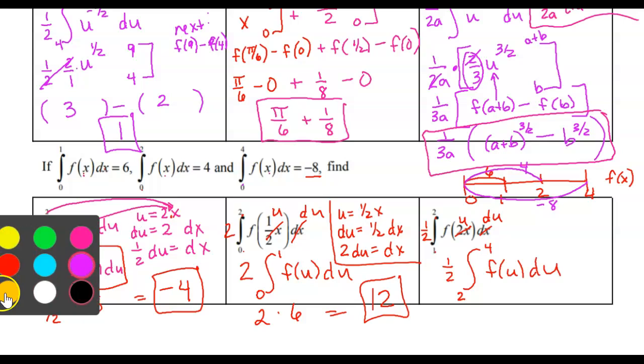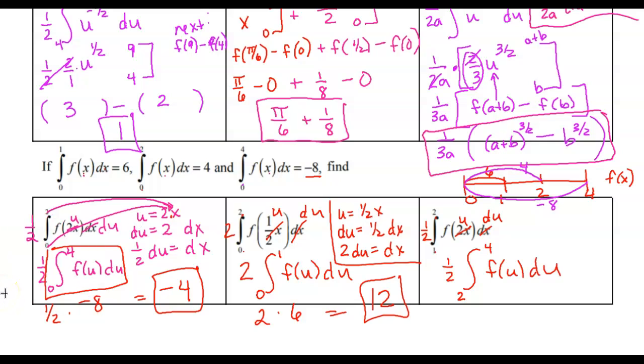So I need to use that information because I need to know from 2 to 4, and we're not just given that. So I'm going to work backwards. So if I know this whole thing from 0 to 2, we can even make that an equation. So 6 plus x has to equal 4. That's really what we're looking at. So subtract 6, so x equals -2.